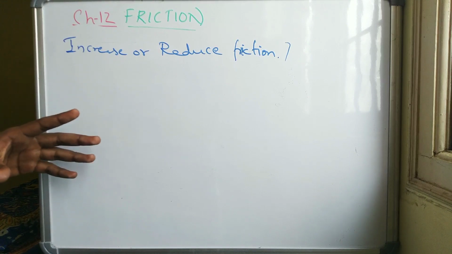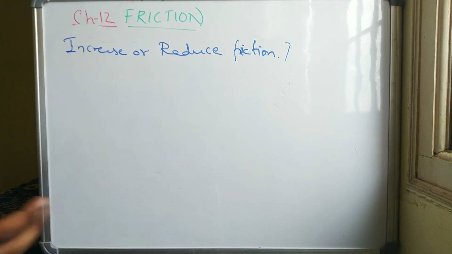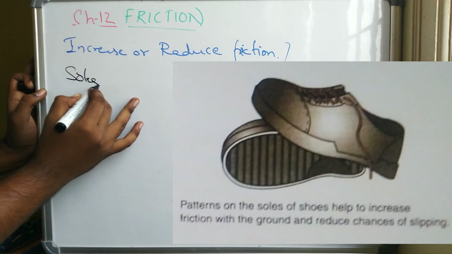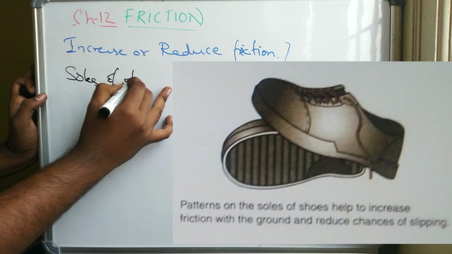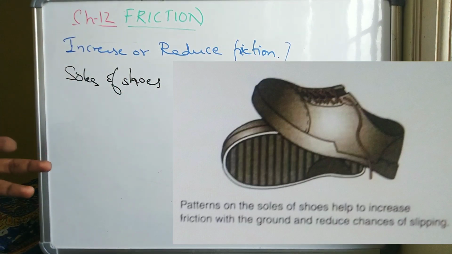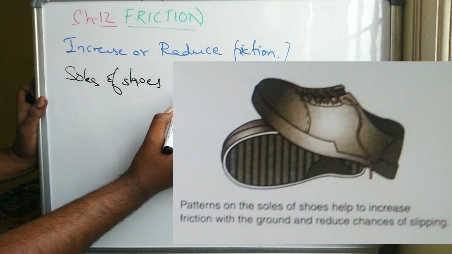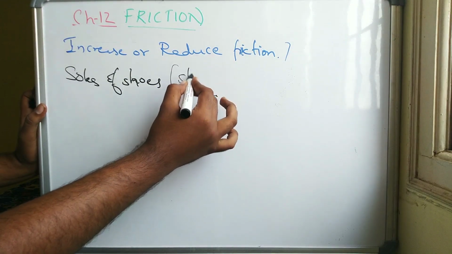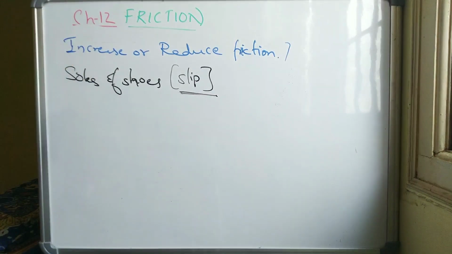Suppose we look at shoes. The patterns on the soles of the shoes help to increase the friction, right? The soles of the shoes are given a certain pattern in order to increase friction between the shoes and the ground, so that you won't slip, while playing, running, walking, anything. Okay, now the second point.